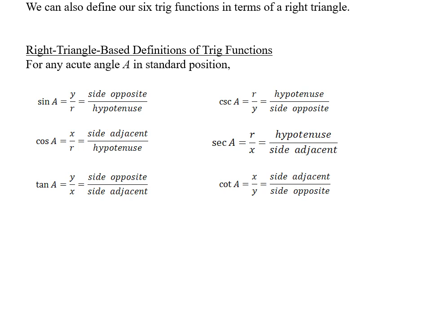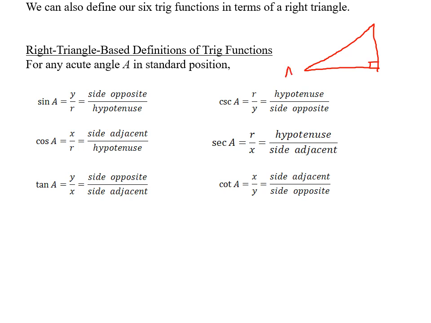So a right triangle based definition for a trig function is that for any acute angle, they use A here instead of theta, but any acute angle that you have in standard position, then you can do sine, cosine, tangent, and their reciprocals based on the sides that are either opposite, adjacent, or the hypotenuse. So this goes back to the triangle that I drew in the last section that I said you have to just kind of squint a little bit to notice it's the right triangle.